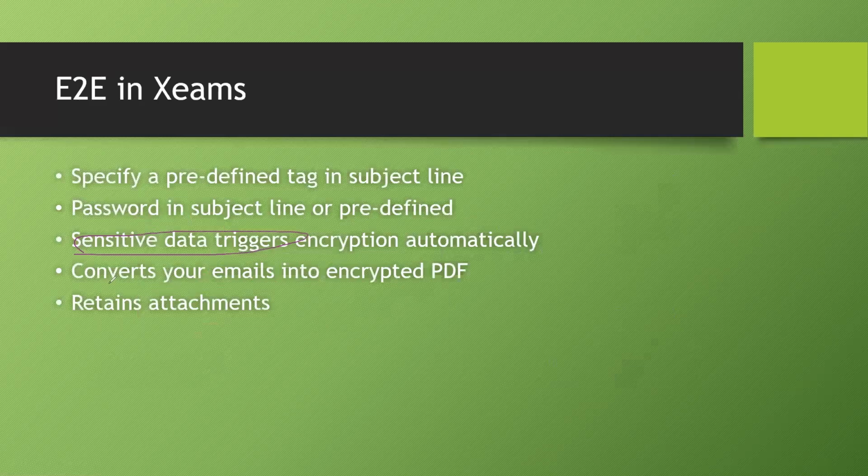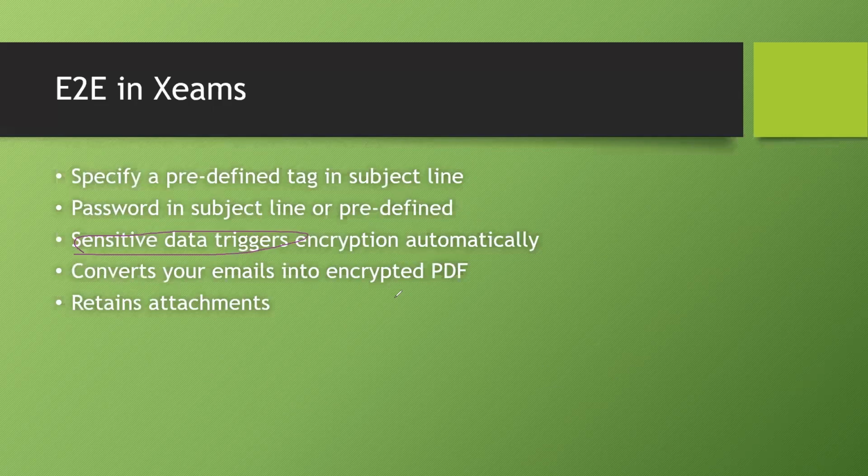Now, how does Zeams encrypt? Basically, the minute it gets the email, it creates an encrypted PDF file containing the body of the message, and it includes all the color coding that you've used, the images, and everything. If you have attachments, they're going to stay in that PDF file.